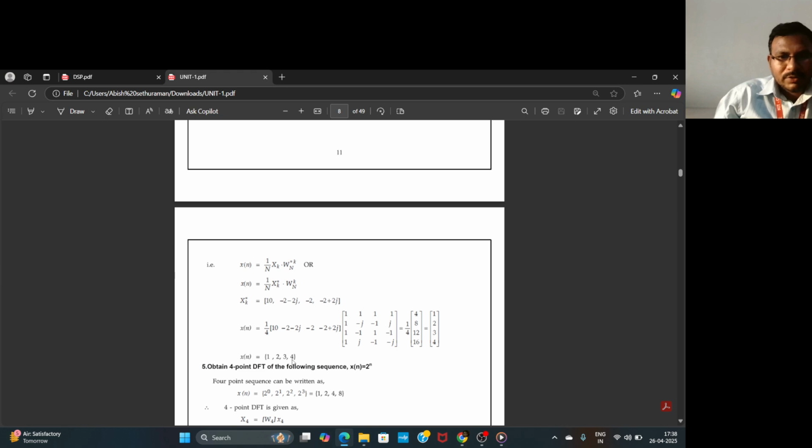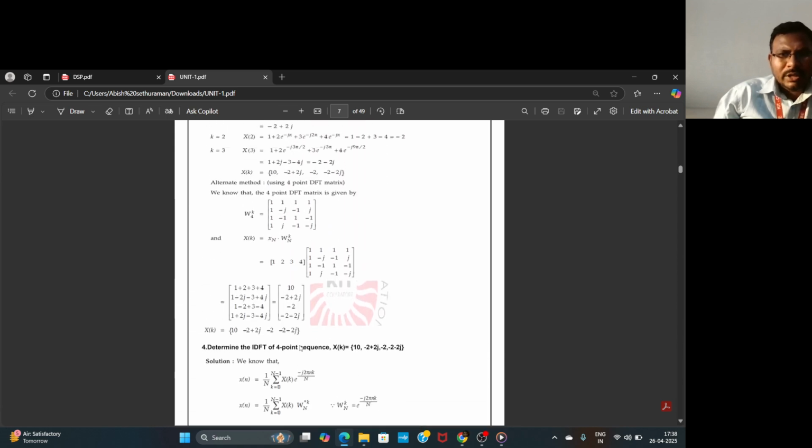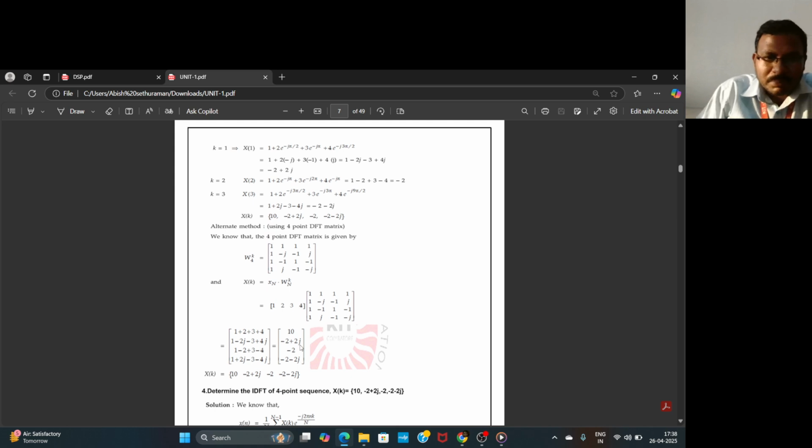So these are the problems we have seen on the discrete Fourier transform and inverse discrete Fourier transform. The main applications where we utilize these transforms are spectral analysis, linearity, linear functions, and filtering operations. So these are the applications of the discrete Fourier transform and inverse discrete Fourier transform. Thank you.